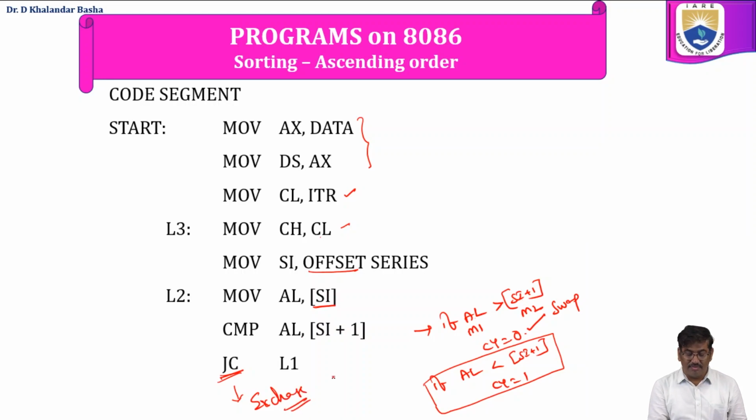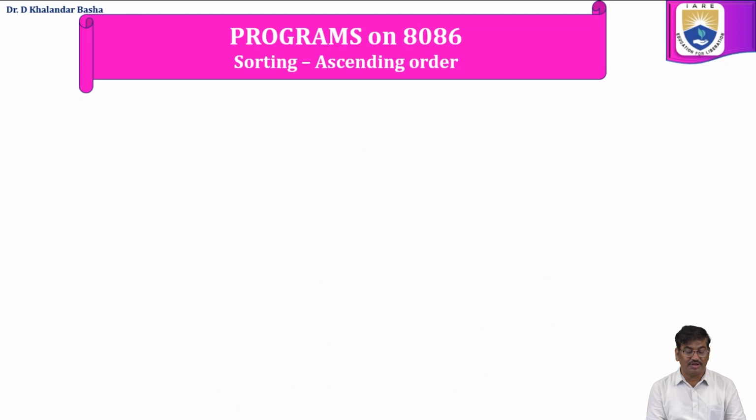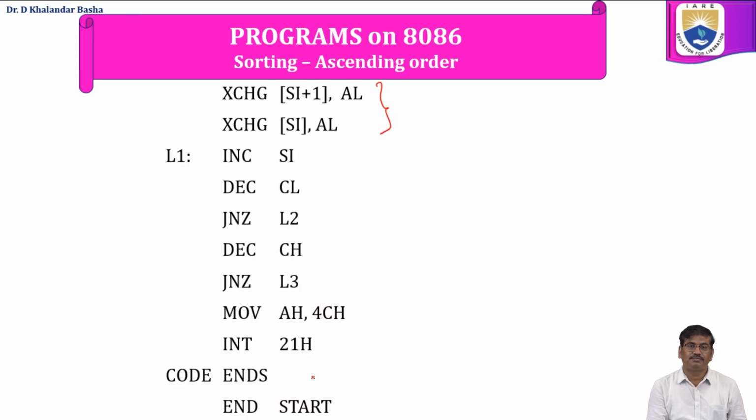Exchanging of the data between the first memory location and the second memory location. However, in 8086, memory to memory direct transfer is not allowed. So first we will move into one of the registers from the memory location. For exchange of the data, as we know, AL consists of the first memory location content, and [SI+1] is the second memory location contents. After executing this, the first memory location contents are moved to the second memory location, and the second memory location contents are placed in the AL register, because the data size we are considering is only 8 bits.